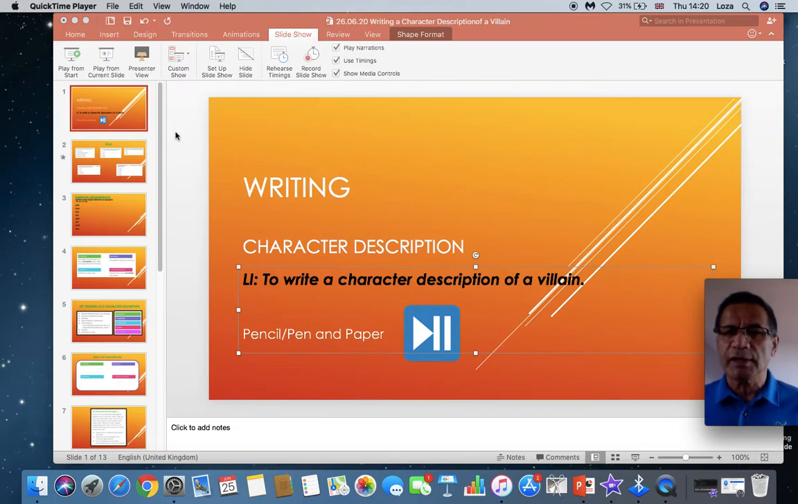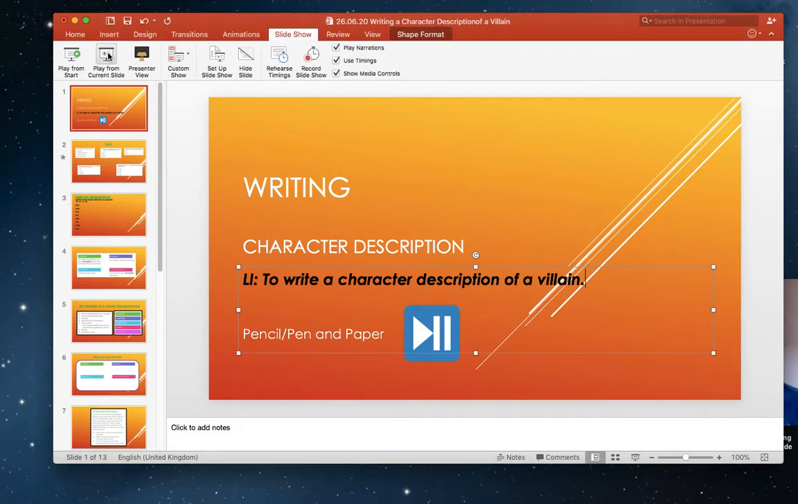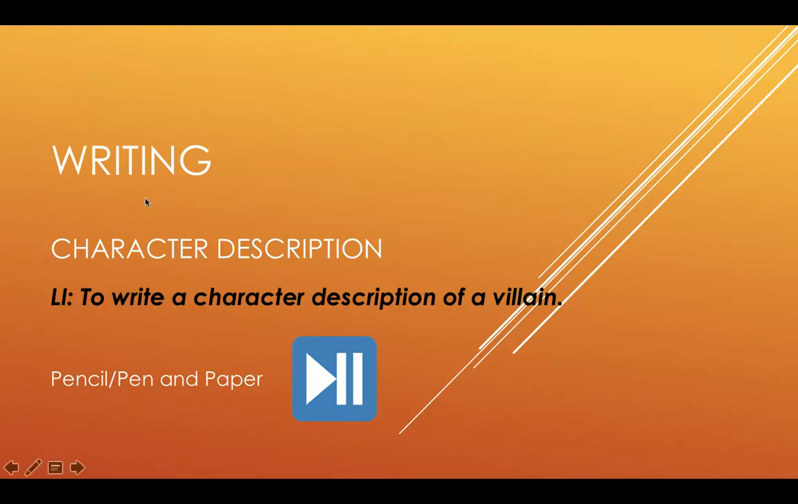Friday is finally here. The weather's fantastic and it's time to focus on doing some independent writing. The aim today is to write a character description of a villain. Before we start, let's do our normal routine of are you ready to go? You should have a pencil, a pen and paper. Use the pause button if you need to.